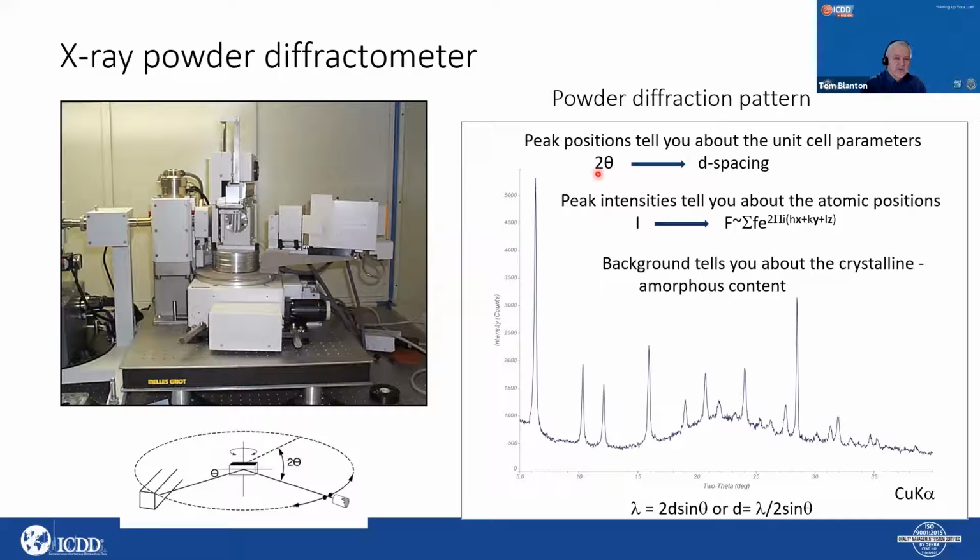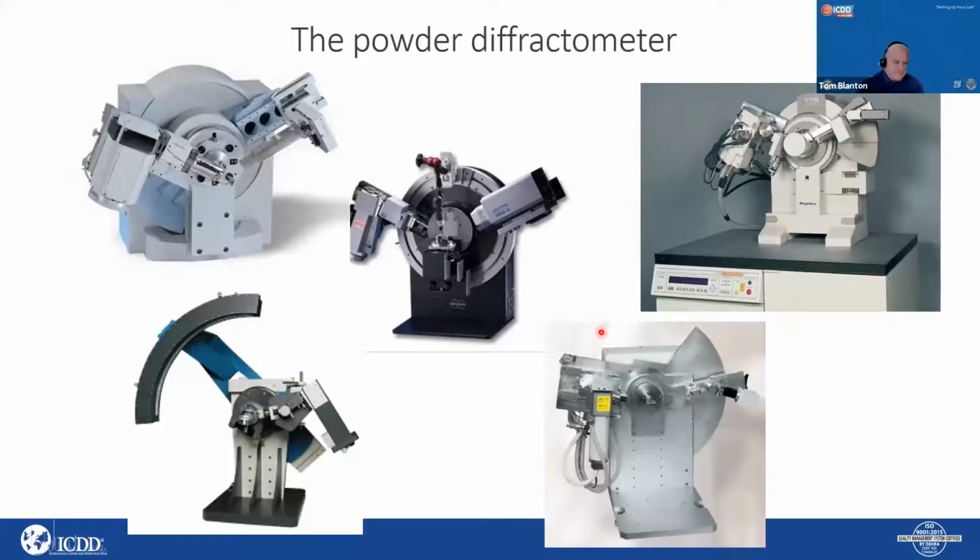When you have the 2 theta angle, these peak positions can be converted to d-spacings, and this is telling you something about the unit cell parameters. The peak intensities tell you something about the atomic positions. The structure factor influences what the intensities are in your powder pattern. And then finally, the background tells you something about the crystalline and amorphous content of your sample. So always look at the diffraction pattern to get a general idea of what's going on with your material.